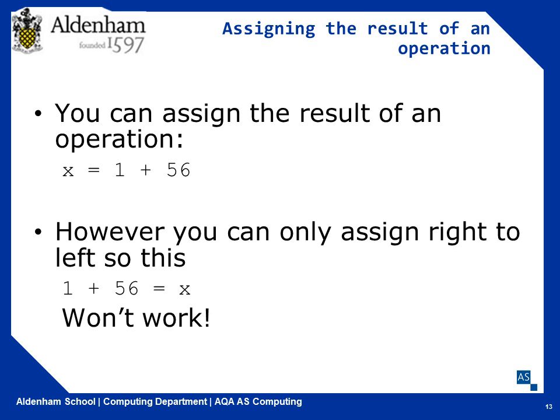For the moment, we're going to look at the arithmetic operators and the fact that you can actually assign the result of an operation, or in this case an arithmetic operation, into a variable. So here we've got the value x, and we assign into it the value 57, but the computer calculates the value 57 before it's assigned for us. It's important to note that assignment only works from right to left and not left to right. So here where I've said 1 plus 56 equals x won't work.